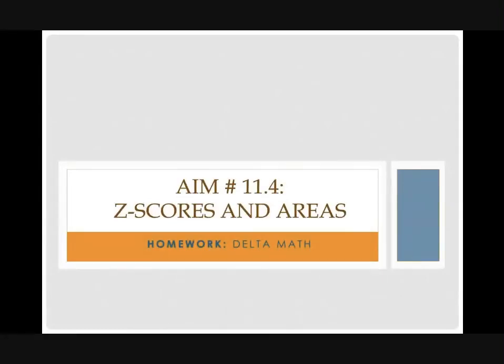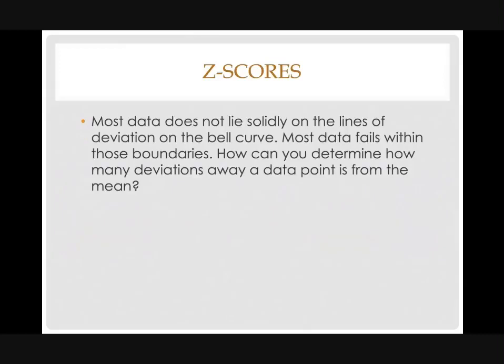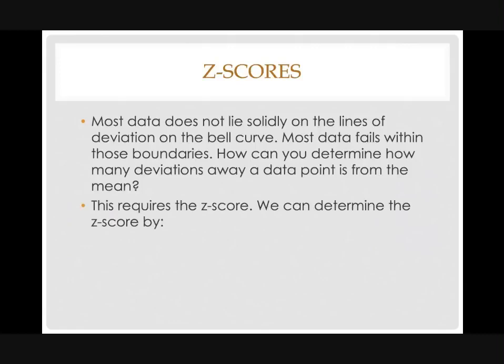Our aim is 11.4 z-scores and area. Now, most data does not lie solidly on the lines of deviation as we saw in our bell curve. Most data lies within these boundaries. So how can we determine how many deviations away a point is from the mean? We do this by determining the z-score.